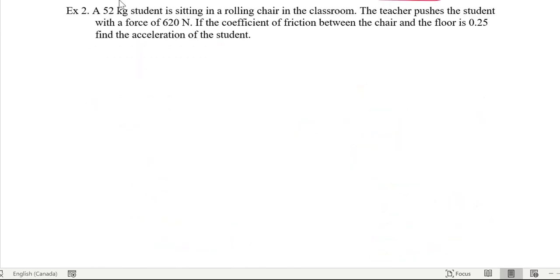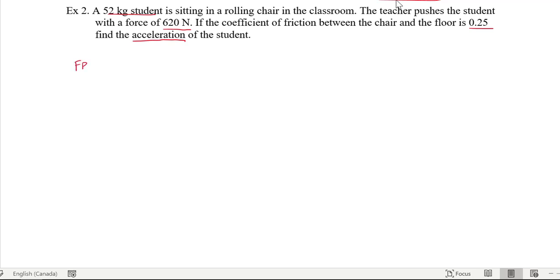Okay, let's take a look at this question. In this question, a 52 kilogram student is sitting on a rolling chair. The teacher pushes the student with a force of 620 newtons. If the coefficient of friction between the chair and the floor is 0.25, what's the acceleration of the student? So there are quite a few things happening here.